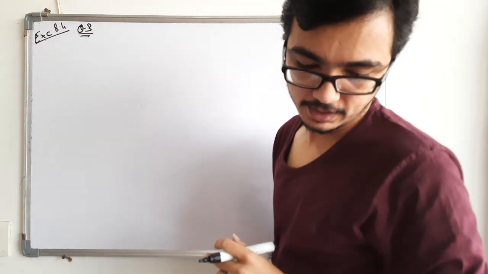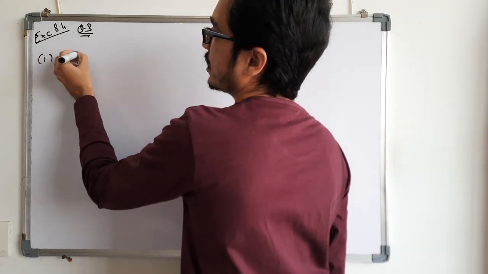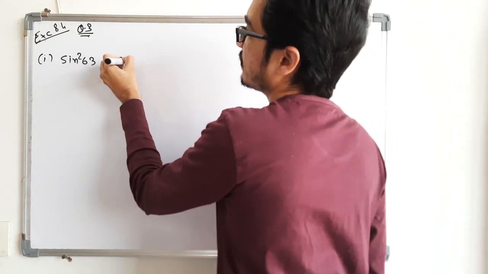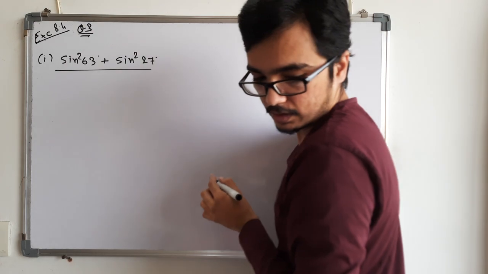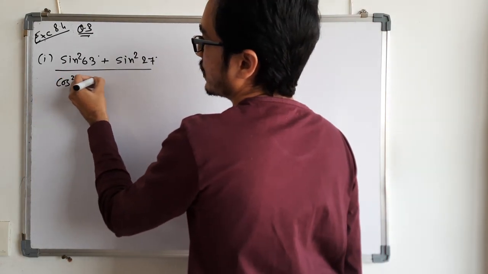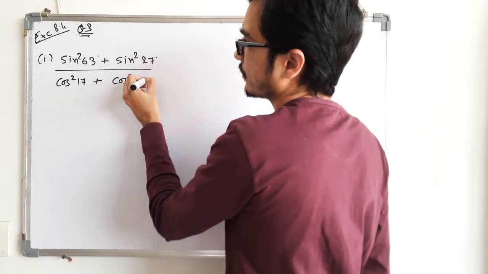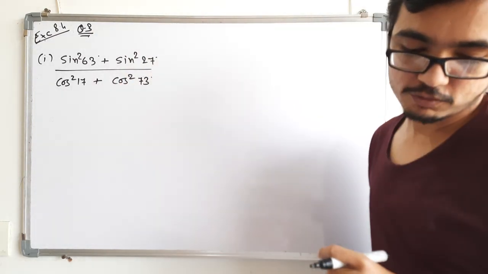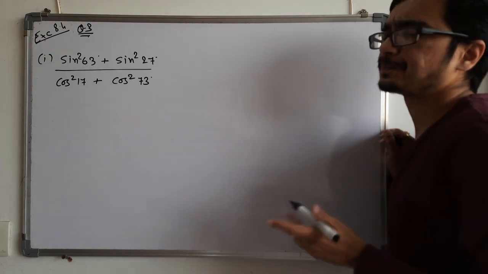In question 3, 2 sums are there. First one, sine square 63 plus sine square 27 upon cos square 17 plus cos square 73. This we have to evaluate. Okay, evaluate this is question 3.